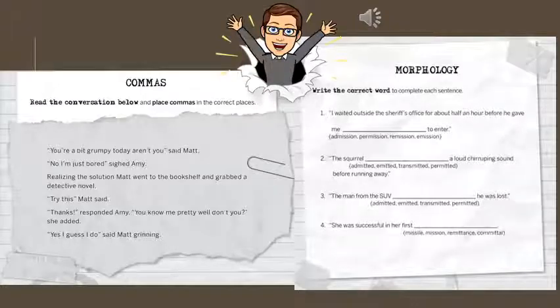I'd like you to work independently on this next part about commas and morphology. It's just a review. You're going to add a comma in the correct place in the conversations below. So for that first one, "You're just a little bit grumpy today, aren't you?" said Matt. Where would you add a comma? I give you hints in the quotation marks. And then for the morphology, you're just going to select one of the words below to fill in the blank. So make sure you look at your prefix and affixes and read it out loud to yourself. Take a moment. We're going to work on these before we review our answers.